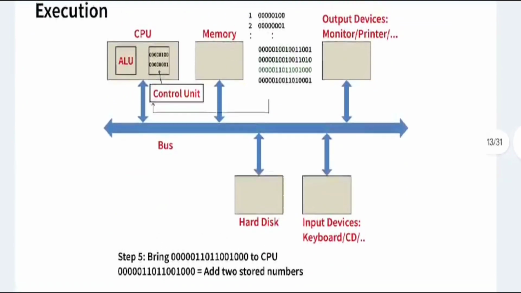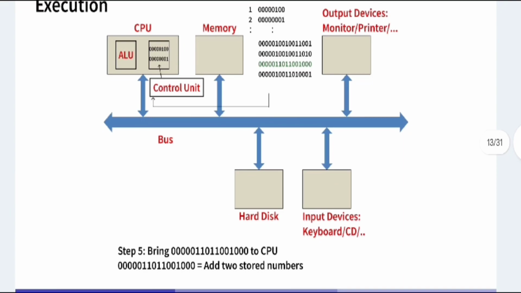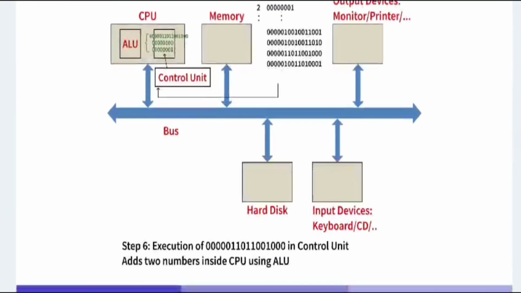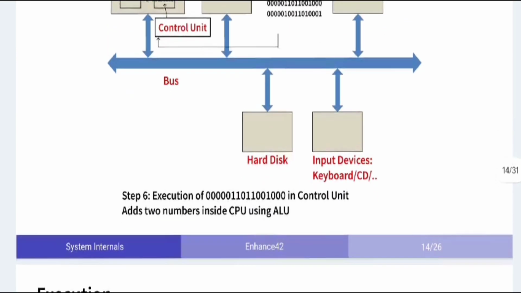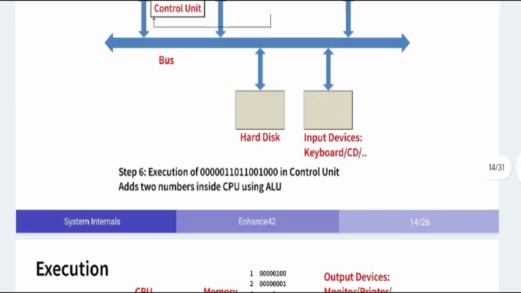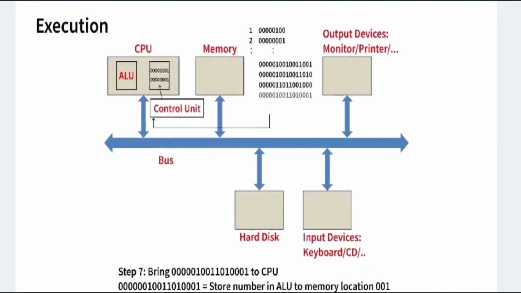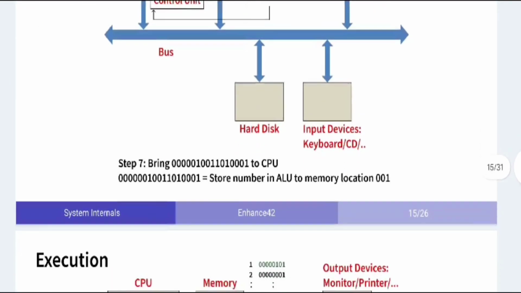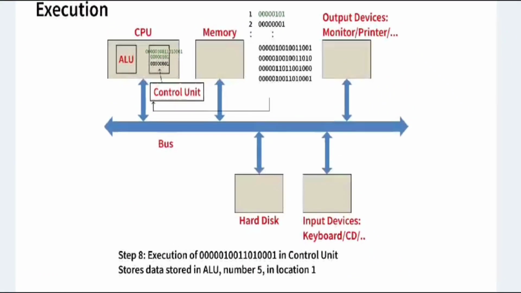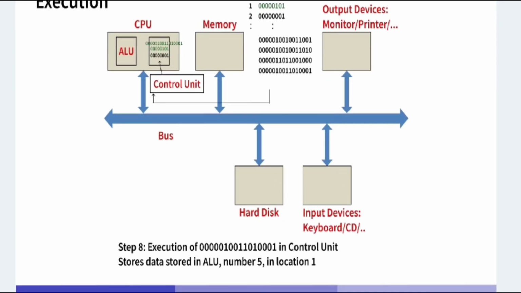And in step 5, it will bring the third code, which is used to add the two stored numbers. And in step 6, execution of adding the two numbers will occur. It will add the first location number and the second location number. And in step 7, it will store the number in the ALU to a memory location. And in step 8, execution of the fourth code will occur, that is, it will store the data in the ALU, number 5, in location number 1.